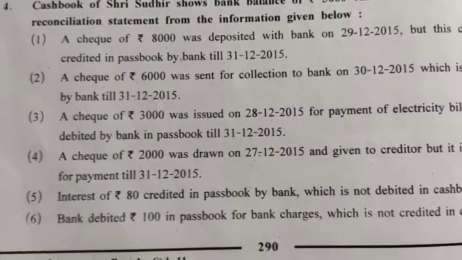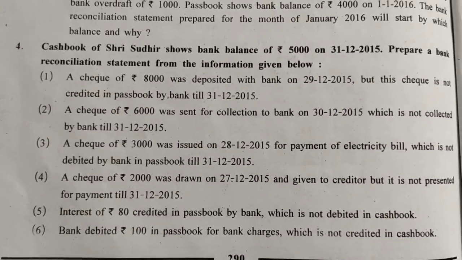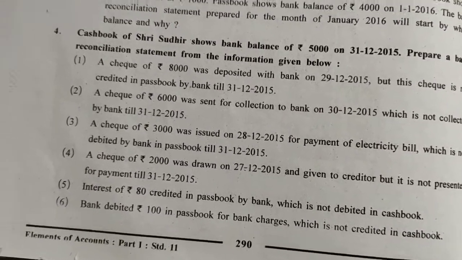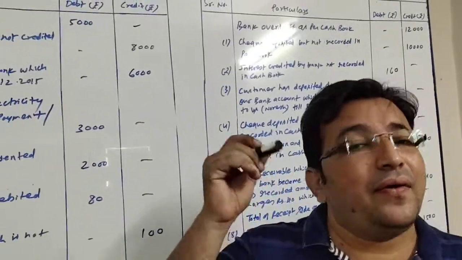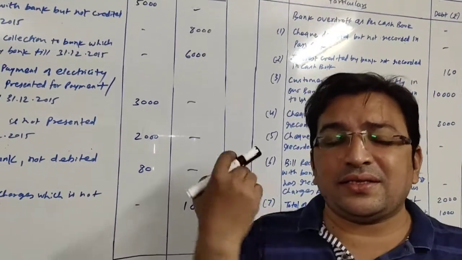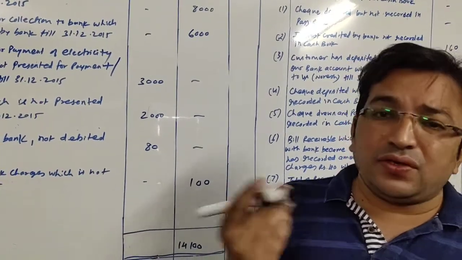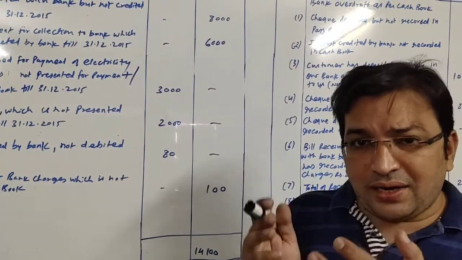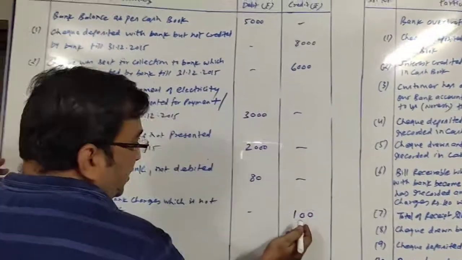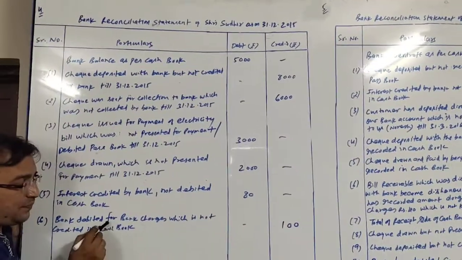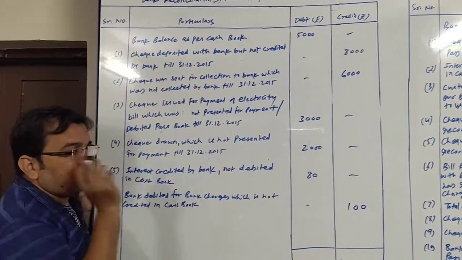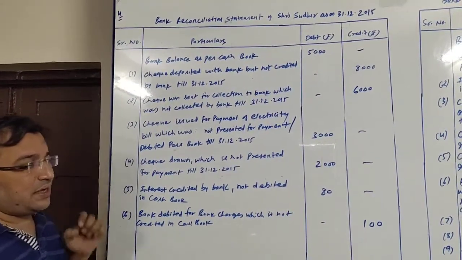Next, and the last one, bank debited rupees 100 in passbook for bank charges which is not credited in cash book. Bank debited for bank charges which is not credited in cash book, it is to be credited in cash book. So it is not yet credited in cash book, and we will be crediting this in our bank reconciliation statement. So here it is, 100 rupees bank debited for bank charges which is not credited in cash book. Okay, so friends, all the items are over.